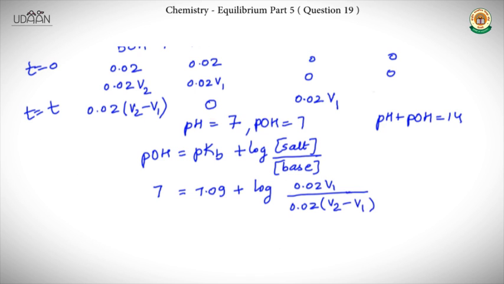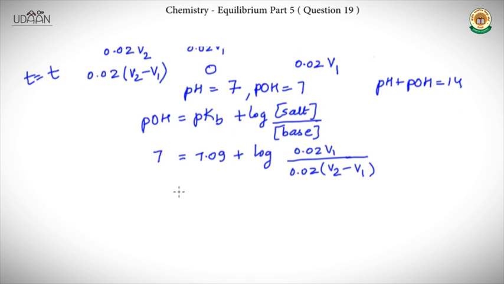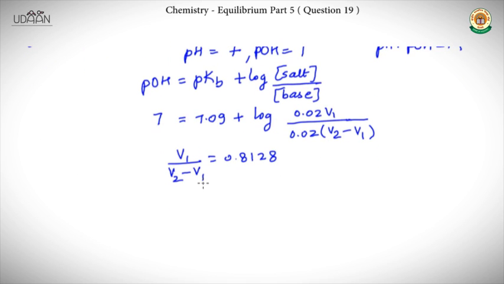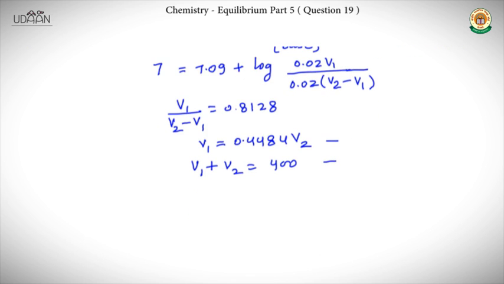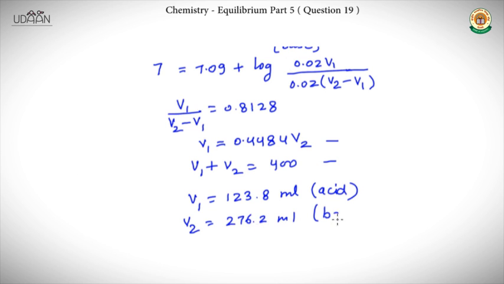When I solve this, I will get V1 upon (V2 minus V1) is 0.8128, by simple mathematical calculation. Now it's very easy to solve. I can obtain V1 as 0.4484 V2, and I know that V1 plus V2 is 400. So these two equations can be used to solve for the two volumes. The final answer will be V1 equals 123.8 ml, which is for the acid, and V2 will be 276.2 ml, which is the base.